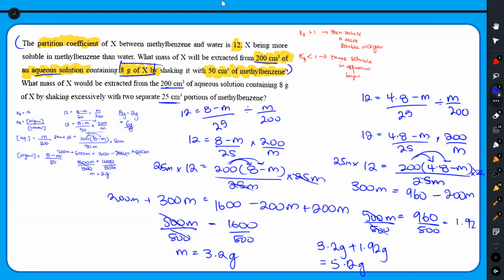So now, if you do it in one large portion, what would be extracted from the water layer would be 6 grams. Now here, this 5.12 grams would be what would be extracted if you had done it in two separate portions. Now the value for what is extracted if you've done it in two separate portions should give you a greater extraction value than if you did it in say one portion.